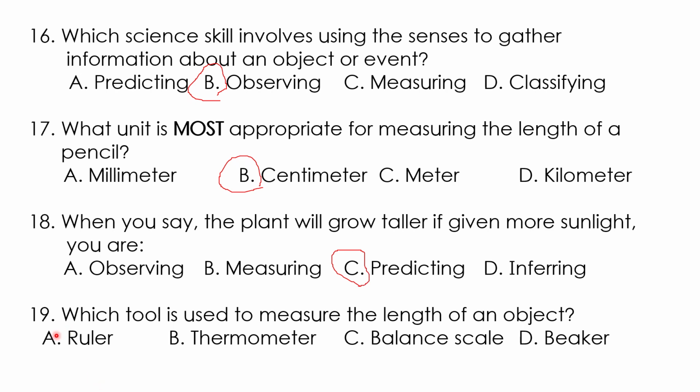Next, for number 19. Which tool is used to measure the length of an object? A. Ruler, B. Thermometer, C. Balance scale, D. Beaker. What is your answer, kids? Of course, measuring the length, it's letter A. Ruler.